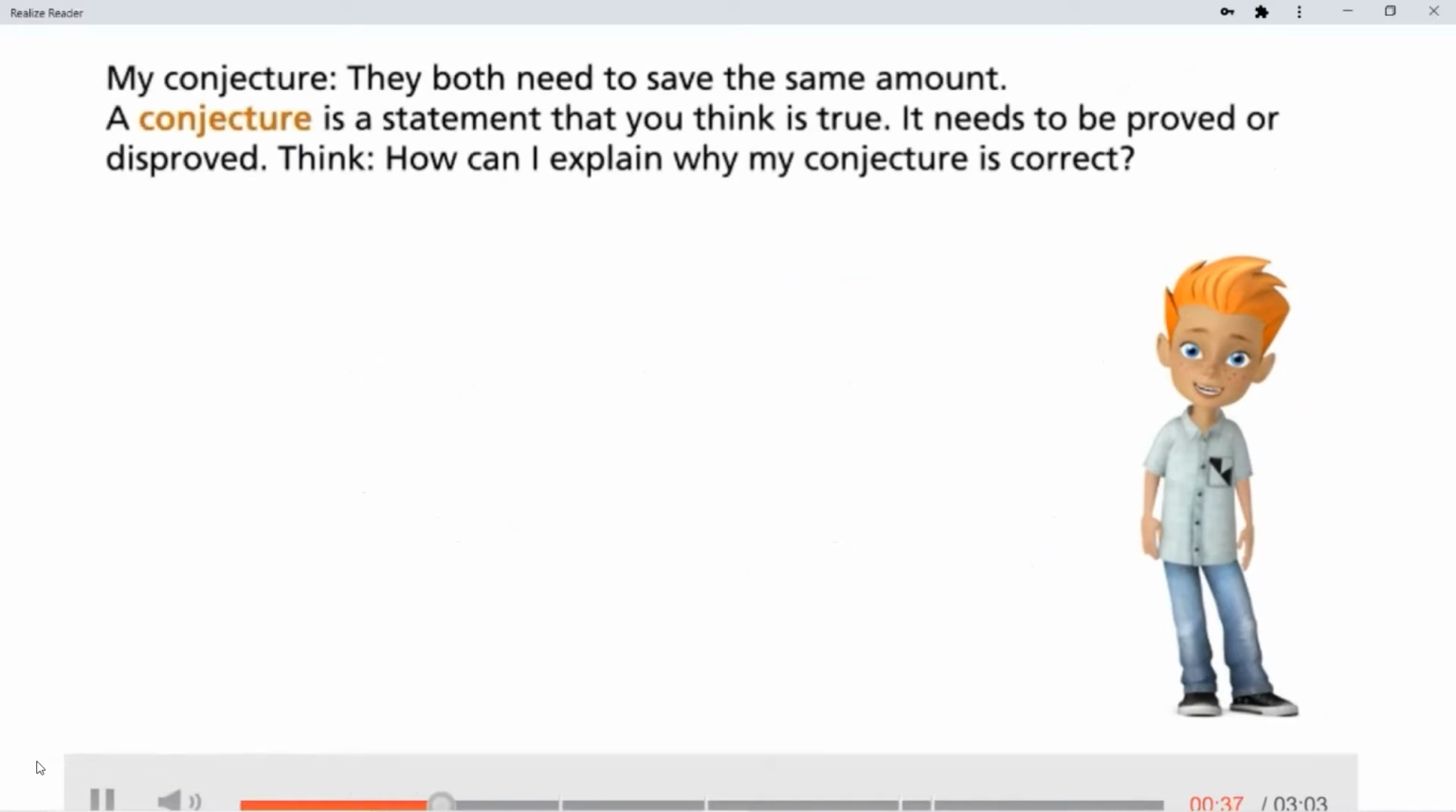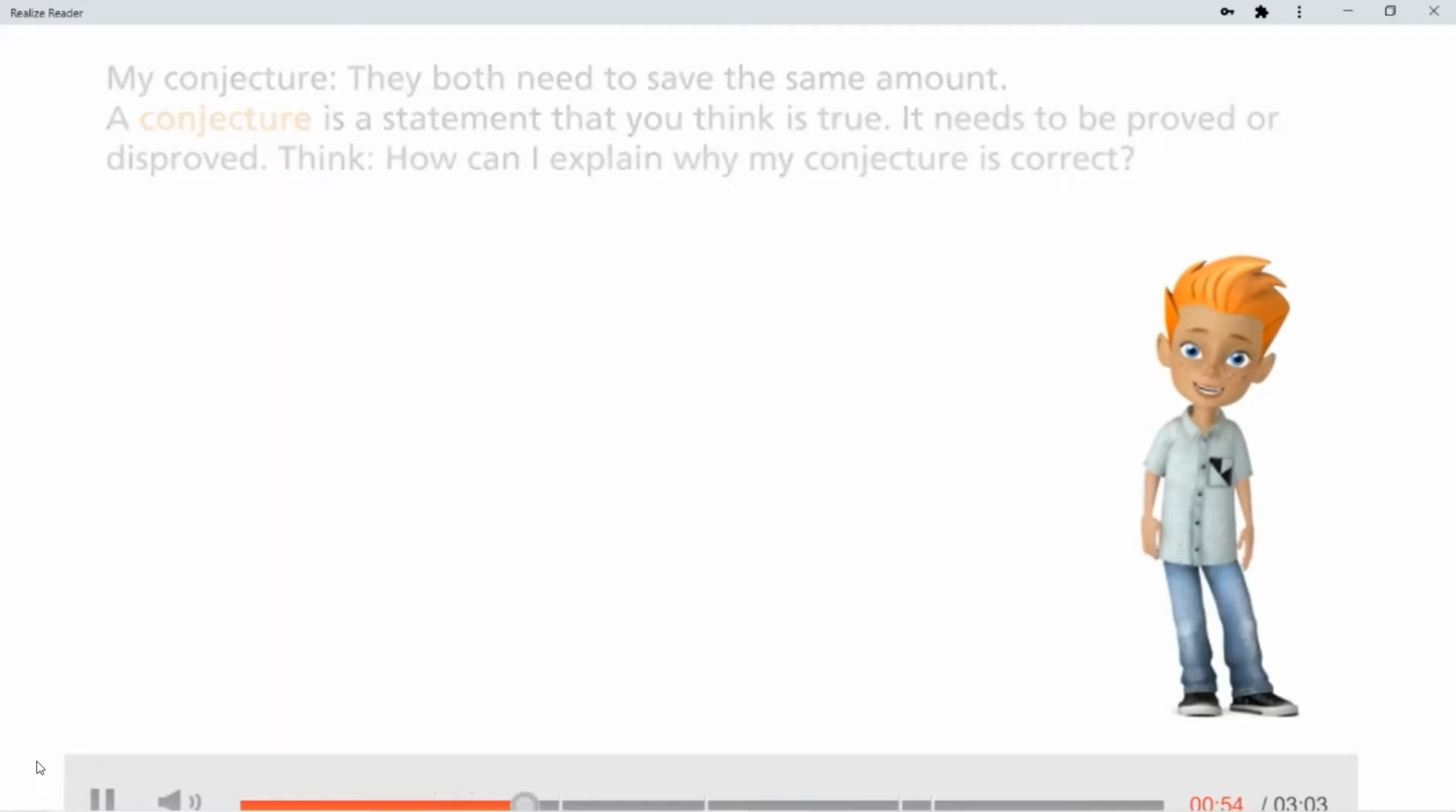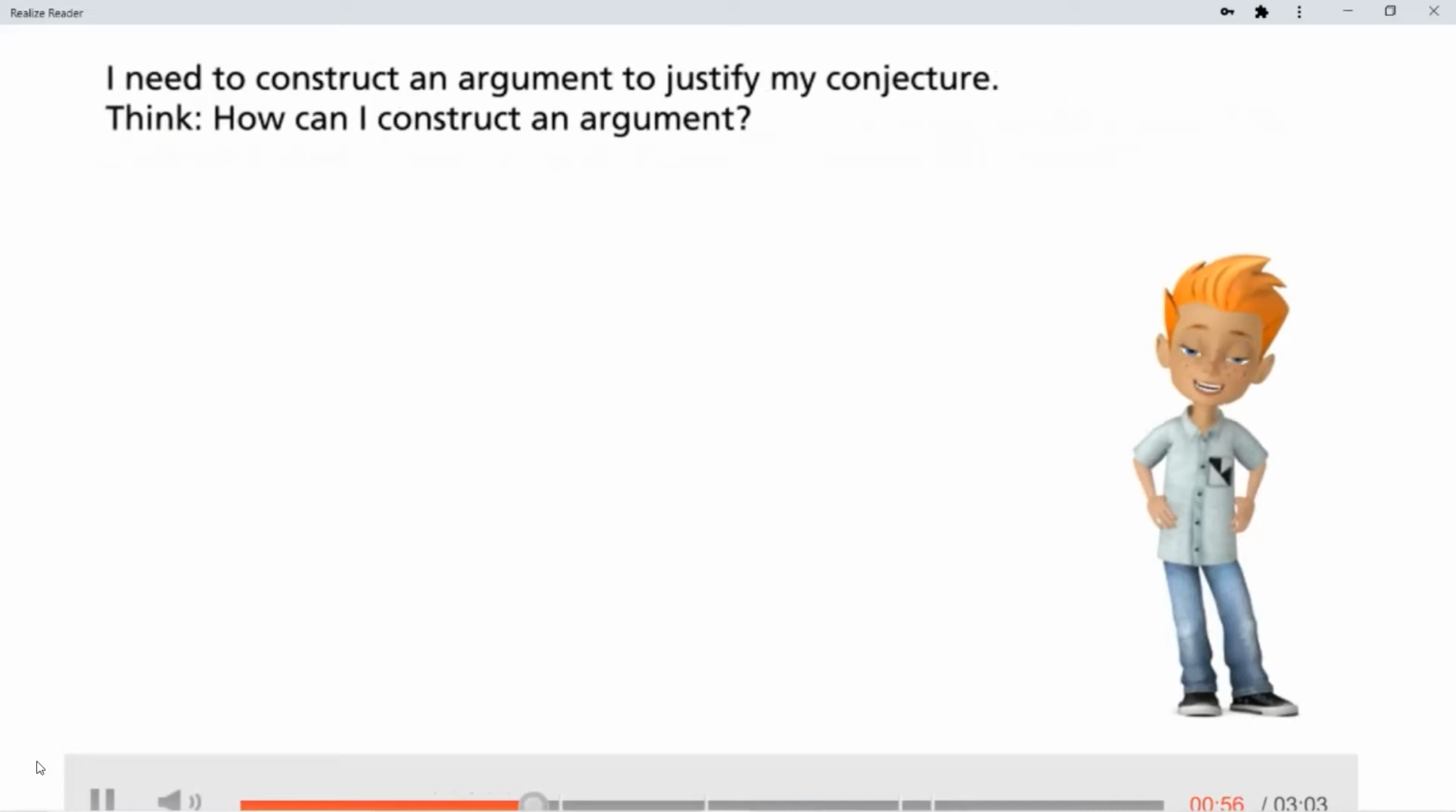My conjecture: they both need to save the same amount. A conjecture is a statement that you think is true. It needs to be proved or disproved. Think, how can I explain why my conjecture is correct? I need to construct an argument to justify my conjecture. Think, how can I construct an argument?